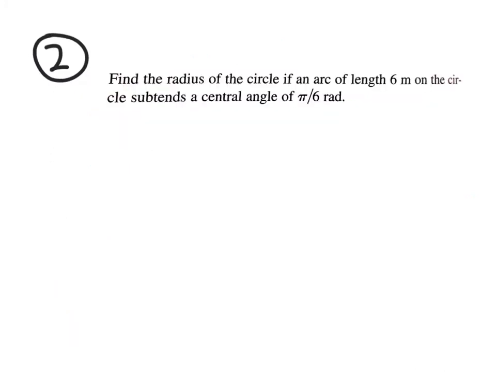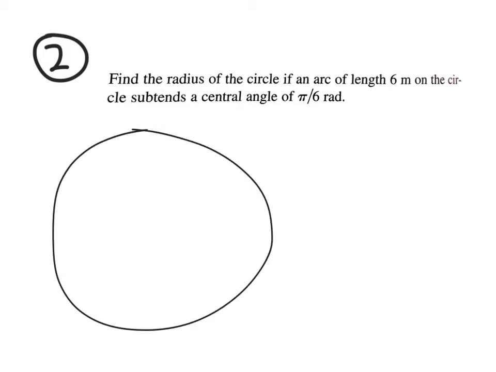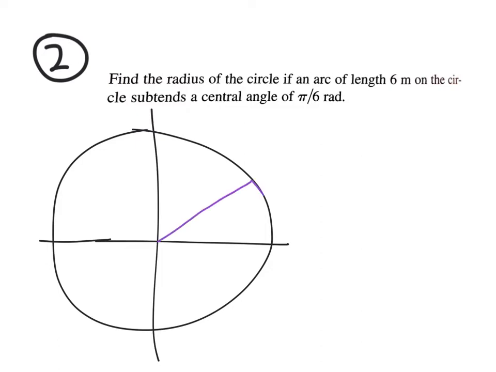Here's example number 2. It says find the radius of the circle. So we're looking for a radius. That's a circle. If the arc of length 6 on the circle subtends a central angle of pi over 6 radians. So we've got some words here, subtends and central angle. Start off as we do with our circle, and you're familiar with this. So this looks like pi over 6. And if you didn't remember, you could just convert and you get 30 degrees.